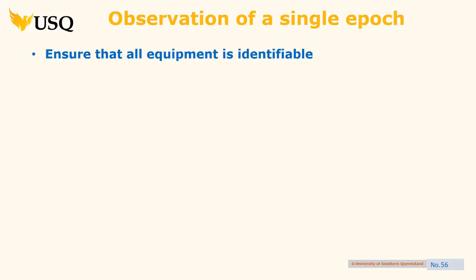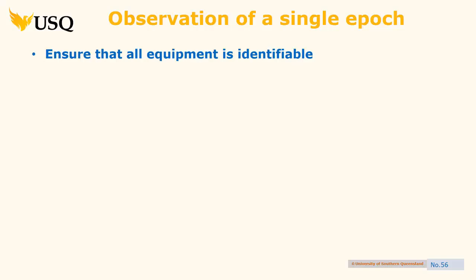Okay. When you're doing a single epoch, there are some really simple things to follow. This is also in the notes. This first one is one of the most obvious: you must be able to identify all the equipment. Because when you go back to the office and you do the analysis and check it, you need to be able to ask, oh, did I use the wrong prism? Or did the index of that prism change, right? Now you've got to know which prism you're talking about.